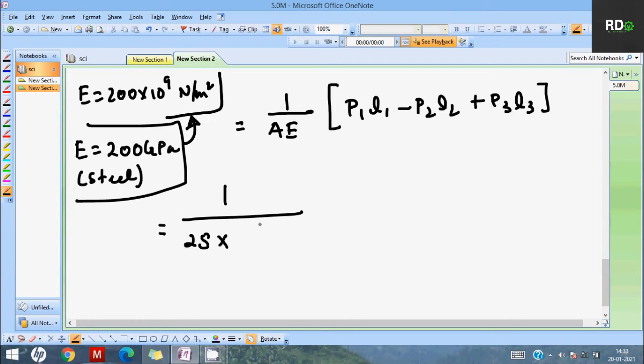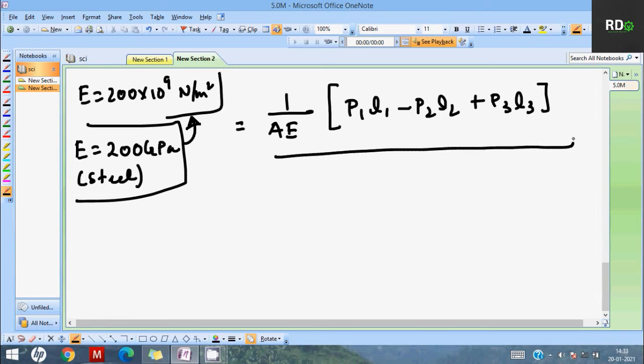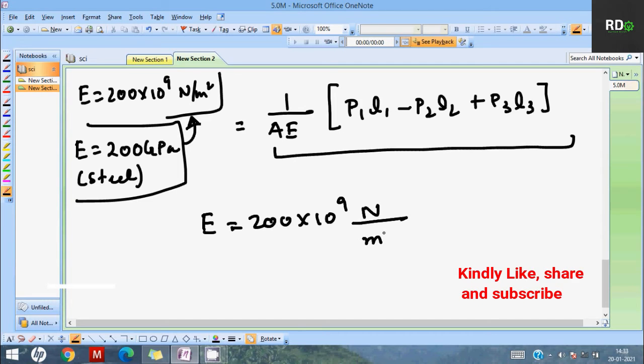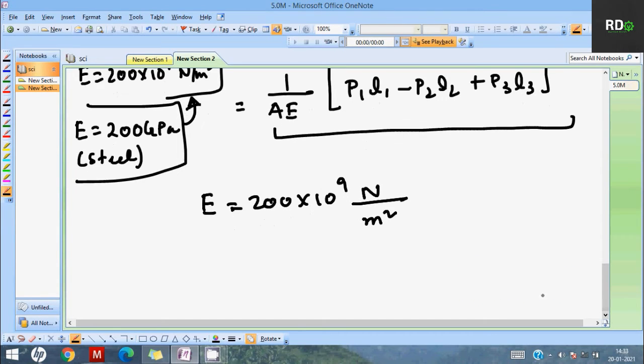See, we have to resolve this to make you clear. Let me put this value later on and clear this thing first. We'll come to putting the formula values in later. Your E is 200 into 10 to the power 9 Newton per meter square. G stands for giga, that is 10 to the power 9, and Pascal is Newton per meter square. So 200 into 10 to the power 9 Newton per mm square, 1 meter equal to how many mm? This is 10 to the power 3 mm.